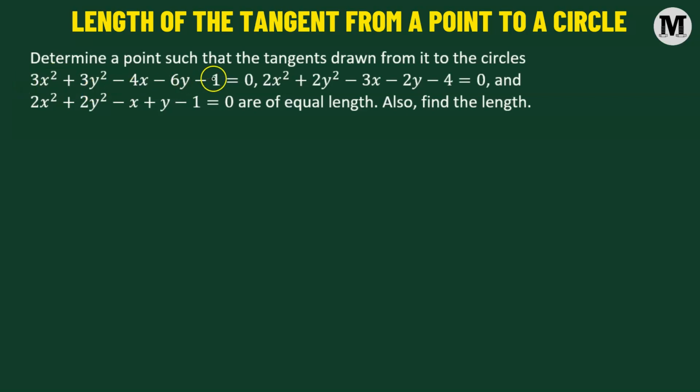We need to determine a point such that the tangents drawn from it to three circles, and the equations of these three circles are given to us, are of equal length. And we'll also need to find out the length of either tangent. So let us begin.